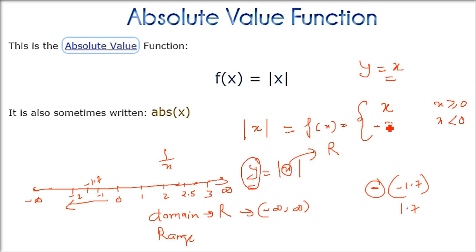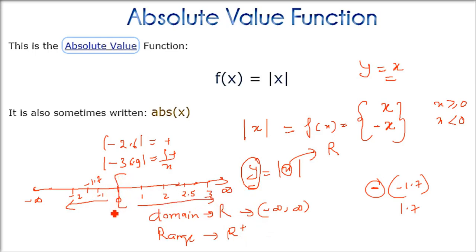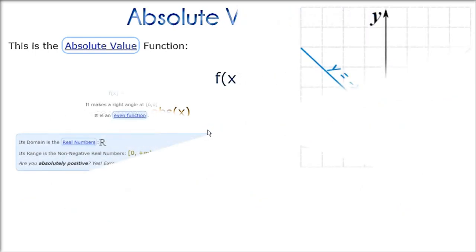That means, what is the range? y can take only positive numbers. From this function also it is clear why we did this negative x. Because if it is negative 2.6 or positive 2.6 or negative 36.19, always it will be positive. No negative will come out. That means the range y will get only values which are positive always. So the positive real numbers are the range of this function.